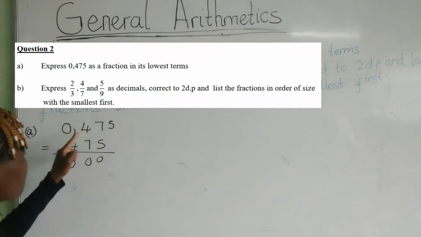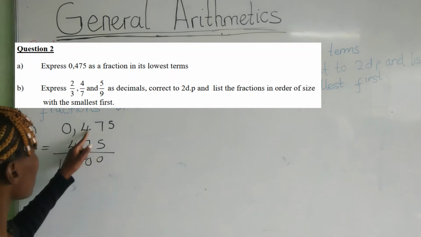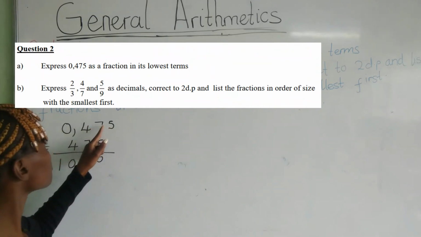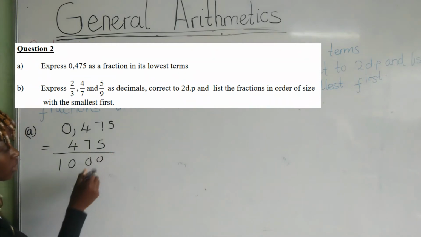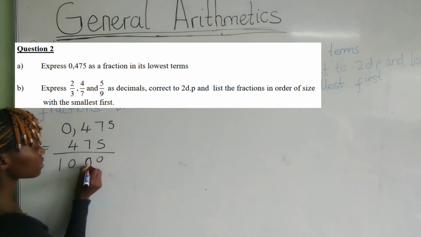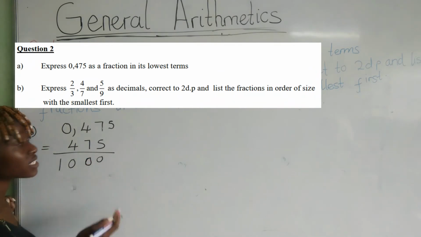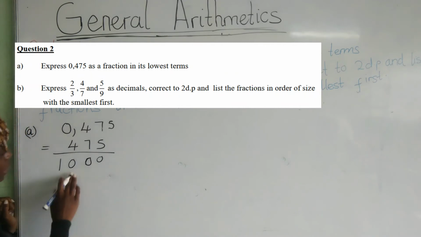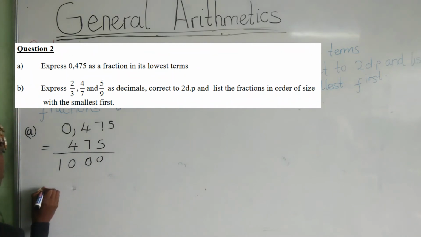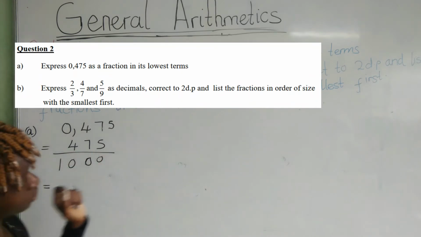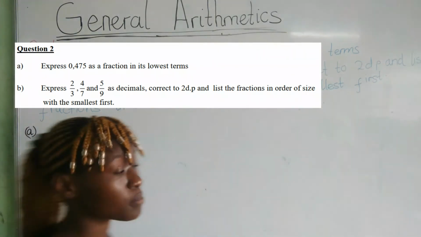You count the number of decimal places that are there. 1, 2, 3. And you then find the value, the number of zeros that can occupy that. So it's 475 over 1,000. We are required to express it in lowest terms.